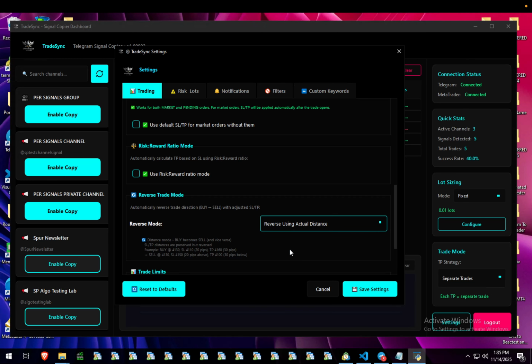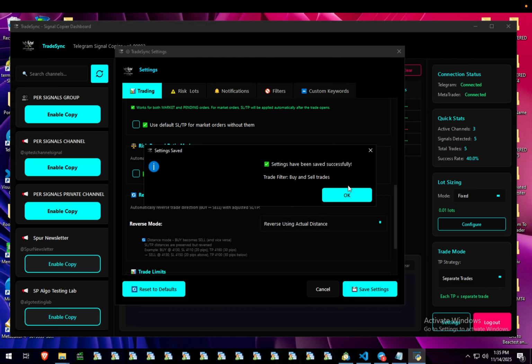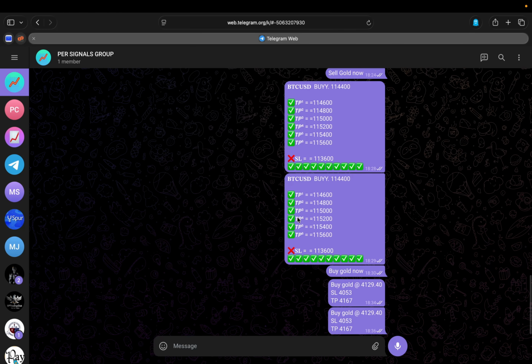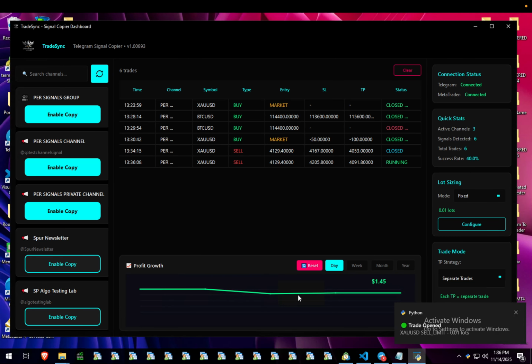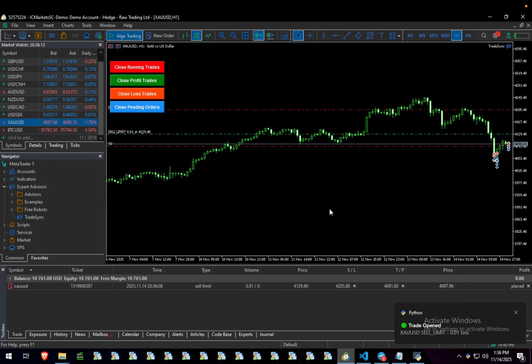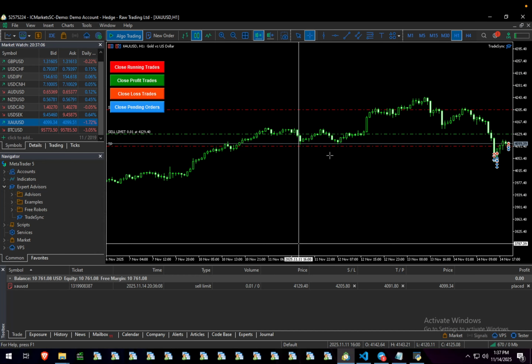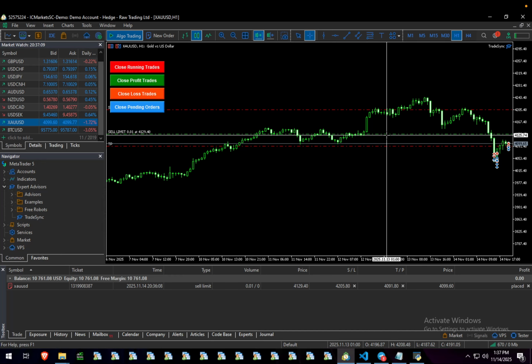Next, we have reverse using actual distance. In this mode, the trade is reversed, but the system uses the actual TP and SL distances in the opposite direction. So, when a buy signal is received, the system opens a sell instead. The TP distance is measured from the original entry point, and that same distance is applied to the reverse trade. For example, if the TP is 20 pips away from the buy entry, then in reverse mode, the TP will also be 20 pips away from the sell entry. The same logic applies to the SL as well.